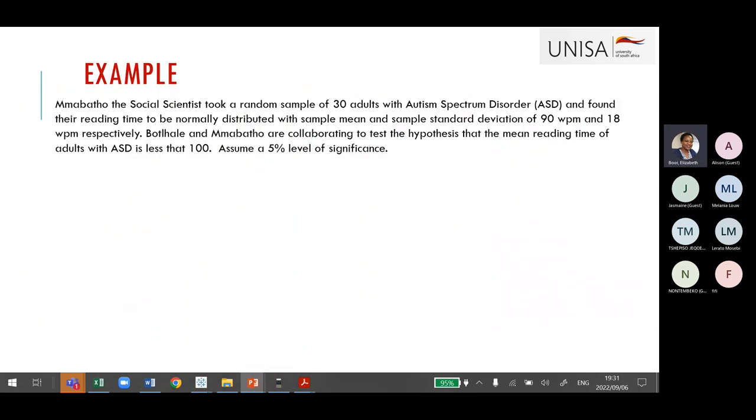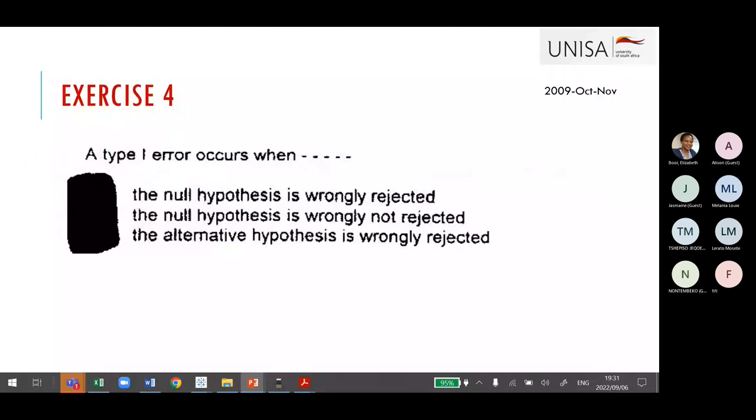Let's go to our question. A type one error occurs when the null hypothesis is wrongly rejected. Number one. The type one error occurs when we reject the null hypothesis. That will be number one.